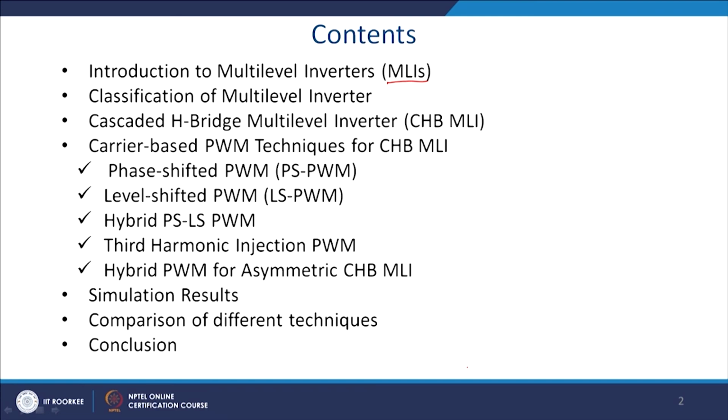That is carrier based PWM for H-bridge cascade multi-level inverters. There are phase shifted PWM, level shifted PWM, hybrid PWM, third harmonic injection, and hybrid PWM for asymmetric conditions. We will show some simulation results and compare the different types of PWM techniques in our content.